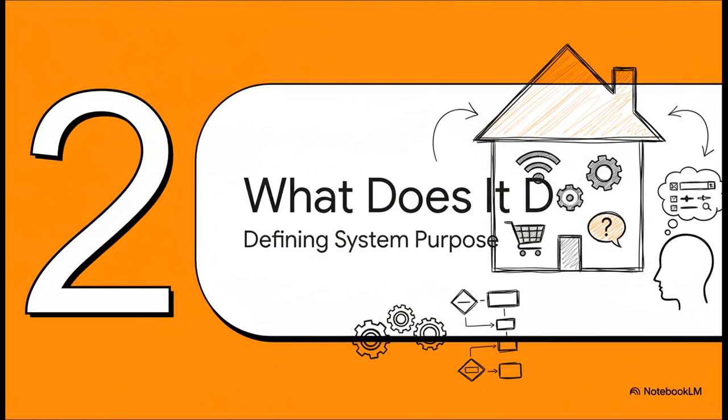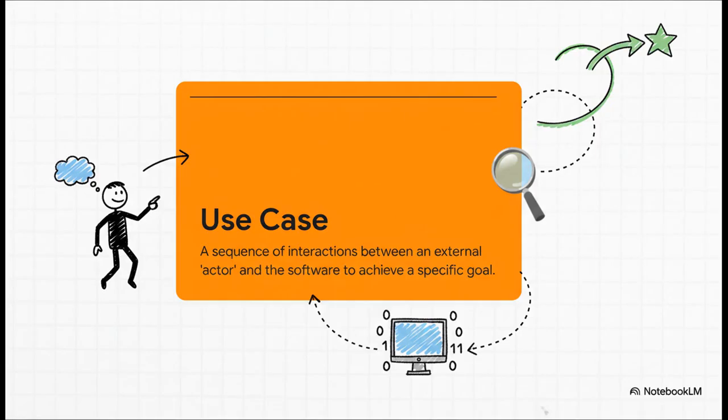Okay, so we're on board with planning. The very first question we have to answer is, what does this thing actually need to do? We have to define its purpose, specifically from the perspective of the person who's going to use it. The main tool we use for this is called a use case. Now, I know that sounds a little technical, but it's actually super simple. A use case is just a story. It describes how someone, who we call an actor, interacts with the system to get something done. That actor could be a person, or it could even be another computer system. It's all about capturing goals.